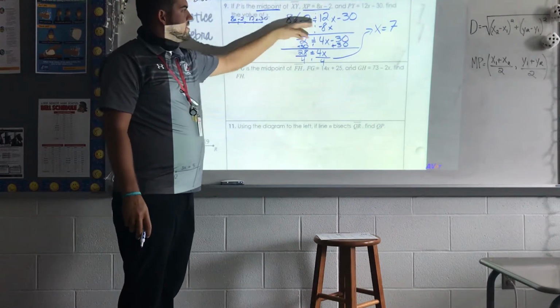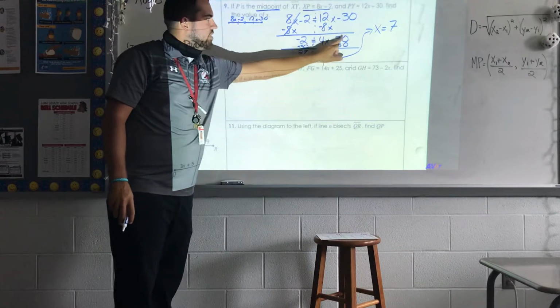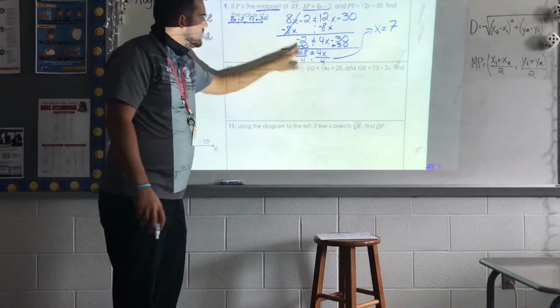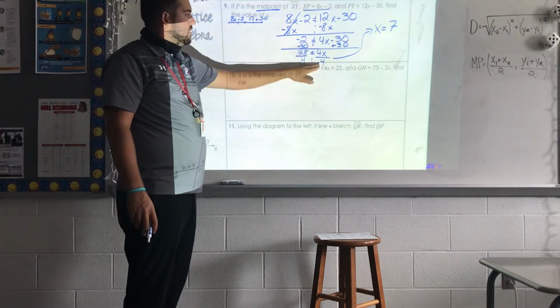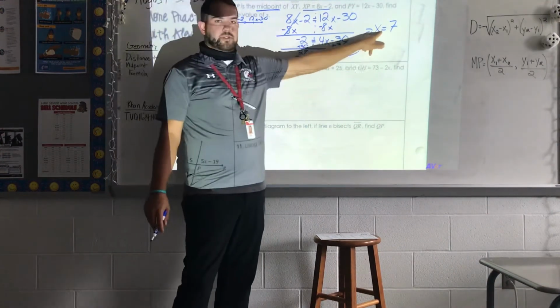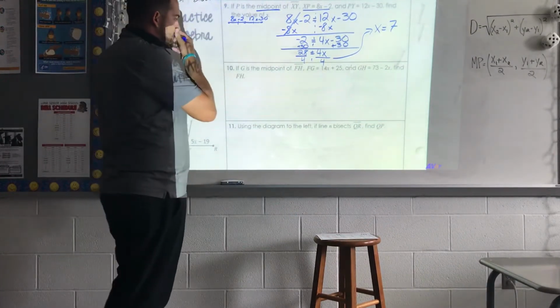Okay? So we set them up equal to each other. We got our x's. We moved our x's to get them on one side. Then we moved everything else that was over there with our x to the other side to get here. And then we got x by itself by dividing to get our answer. So there's that one. We'll move down to 10.